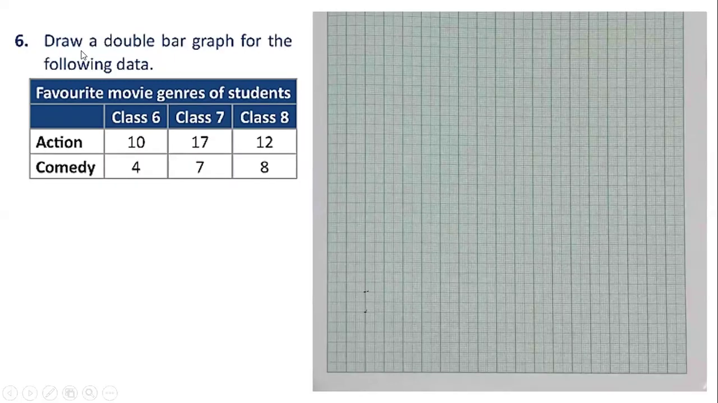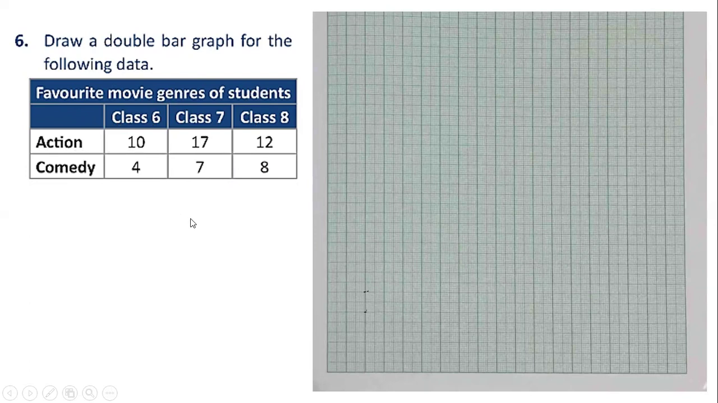Question number 6 says, draw a double bar graph for the following data. This data is given to you and you need to draw a double bar graph for this data. Here for class 6, two types of favorite movies are given, generally action and comedy. So for grade 6, grade 7, grade 8, it is given.